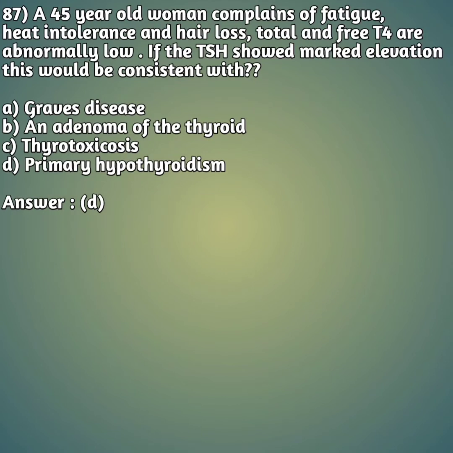It is also a case history type. A 45-year-old woman complains of fatigue, heat intolerance, and hair loss. Total and free T4 are abnormally low. If the TSH showed marked elevation, this would be consistent with what? If the patient is having these kinds of symptoms, then what will be the cause? Option A Graves' disease, option B an adenoma of the thyroid, option C thyrotoxicosis, and option D primary hypothyroidism. So the right answer is option D, primary hypothyroidism. Next, moving on to our next question.